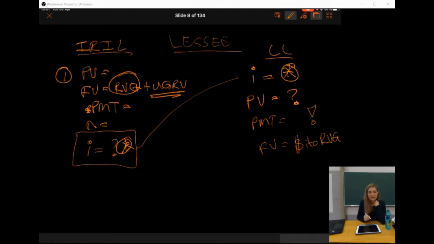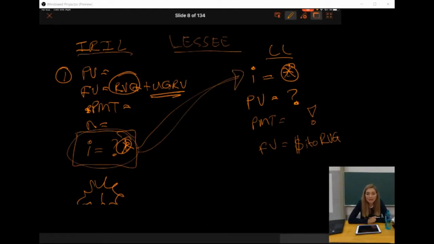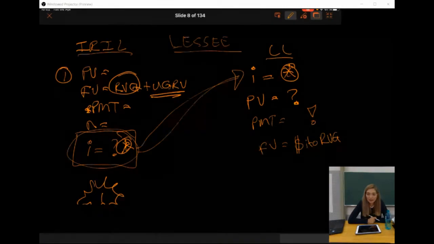And the reason for that is we want you to use the interest rate implicit in the lease. So that's our first prize. If we do have that information, that's the best rate to use. But that means we first have to calculate what the rate is, and then we are using it in our lease liability calculation. Good.